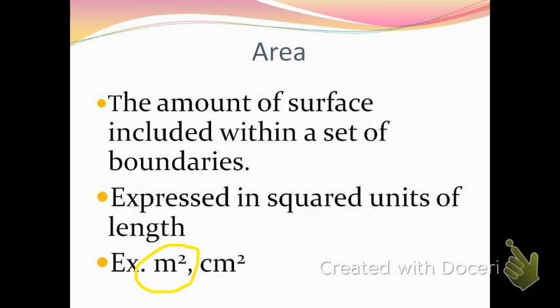And anytime you see 1 meter multiplied by 1 meter, you know that the answer is going to be in meters squared. And that tells you an area.